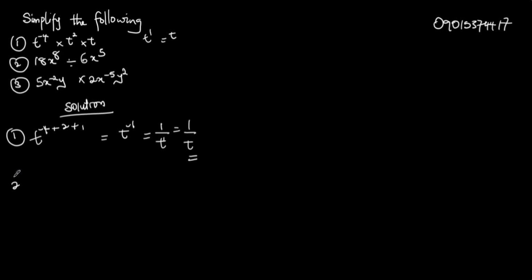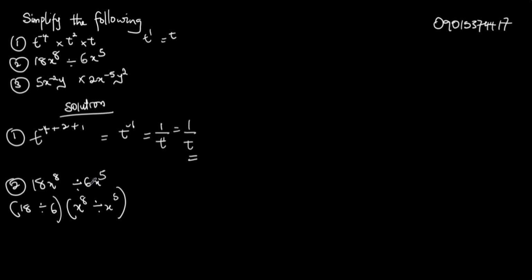Now question 2 says 18x raised to the power 8 divided by 6x raised to the power 5. Now this is division, so we are obeying the division law of indices. However, if you look, they are coefficients, so they are not the same base. So what do I do? For me, I collect like terms. Let the constants come together in one bracket, and the variables come together in one bracket, right? So 18 divided by 6, times x raised to the power 8 divided by x raised to the power 5.